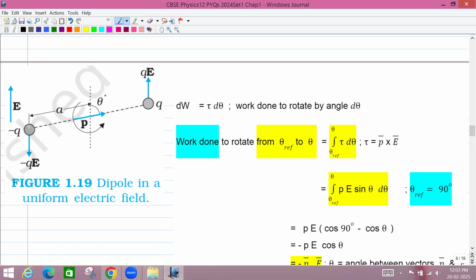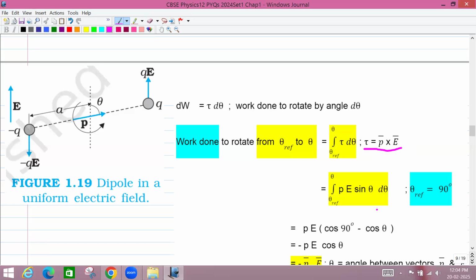So the work done to rotate this dipole by a small angle d theta is torque into d theta. So the work done from a reference position to a particular angle theta is, you have to integrate this dW within these limits, theta reference to theta. And torque of a dipole in external uniform electric field is given as P cross E. This is also a formula which we can remember. And P cross E is nothing but P E sine theta, where theta is the angle between the two vectors P and E.